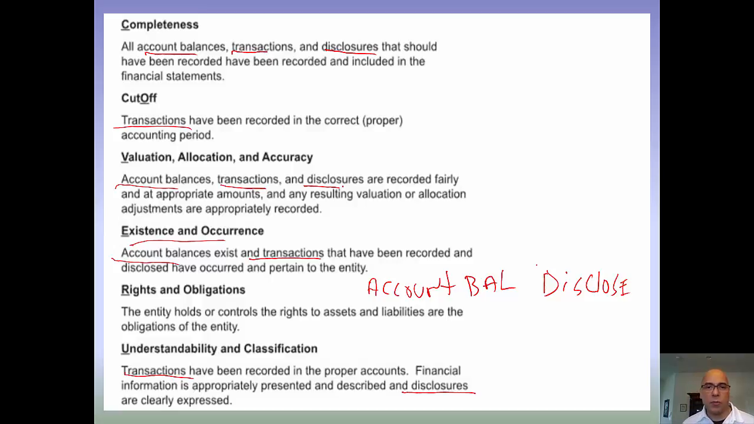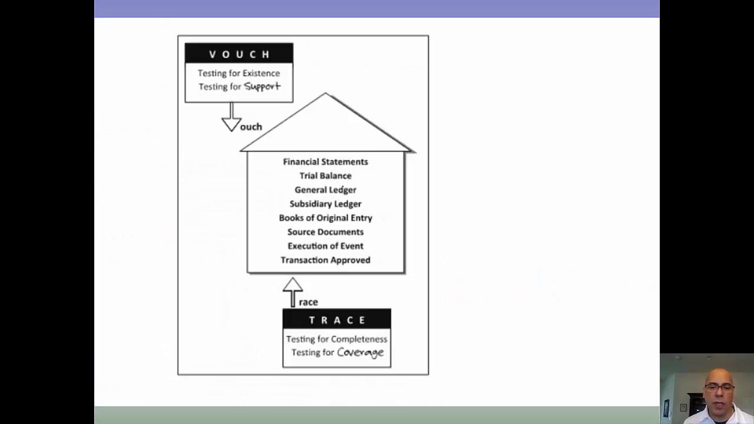Okay, so that gives us a review of our assertions. So let's just go ahead and see how we will test the assertions a little bit. And again, we're going to get into this in detail by account, and I have this graphic here, but I'm going to do it a little bit differently. I'm just going to go ahead and say that if my supporting documents are out here, and I go from the supporting document to the financial statements, that's going to be my completeness assertion, right? That's completeness.